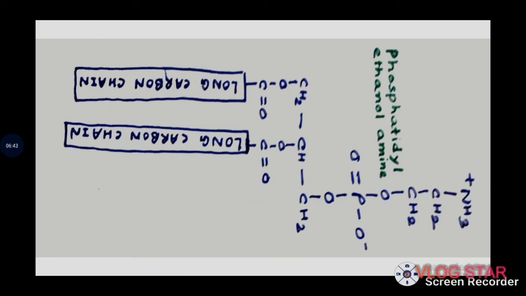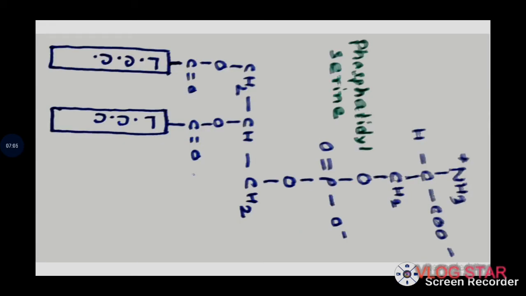Now I want to talk to you about phosphatidylethanolamine. It is a very important phospholipid. Phosphatidylethanolamine promotes the curvature of the cell membrane. It is present in the inner side of the cell membrane. We will be talking about them more later in this video, so keep watching the video till the end.